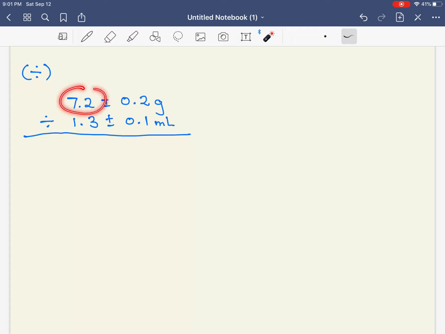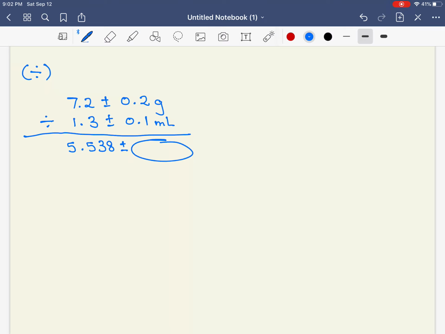Let's do 7.2 divided by 1.3. That's easy. You use your calculator and you should get 5.538. Theoretically, you should just say 5.5 because of significant digits. This is two significant digits, this is two significant digits, so your answer really should be two significant digits. But I'm just doing a little bit more for now. No big deal. And plus or minus, what would that number be?